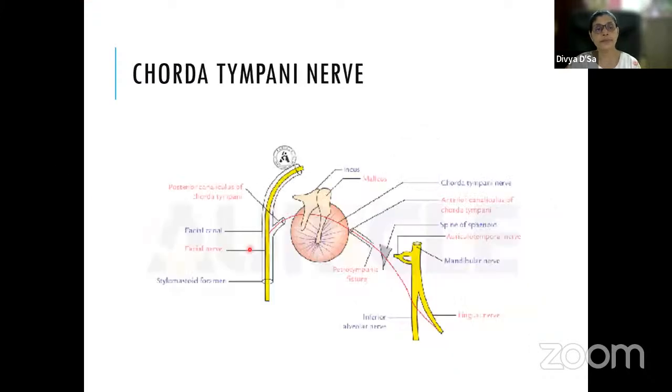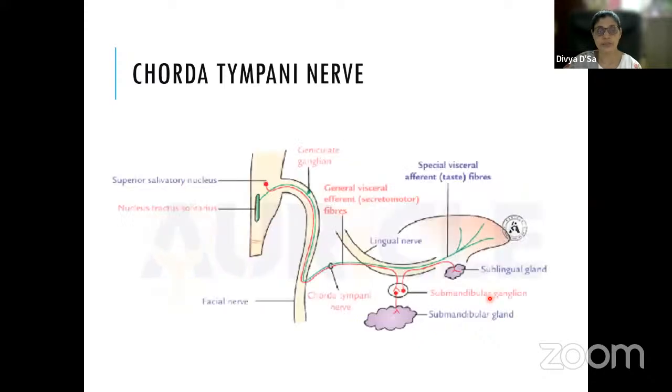Here you can see the chorda tympani nerve. It emerges through the posterior canaliculus, that is, the posterior wall of the middle ear cavity. So here it begins. It crosses across the lateral wall, passes through the petrotympanic fissure, enters the infratemporal fossa, and from there it joins the lingual nerve, carrying the fibers. So when we are talking about the pathway, we talk that way. Here the question is very specific.